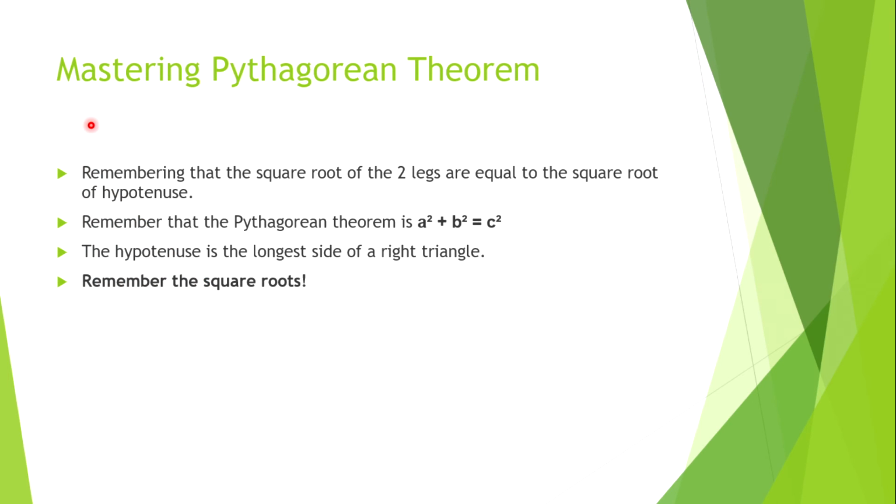In mastering the Pythagorean theorem, make sure to remember that the sum of the squares of the two legs is equal to the square of the hypotenuse. Also remember that the Pythagorean theorem is a squared plus b squared equals c squared. The hypotenuse is the longest side of a right triangle. And for our final mastering of the Pythagorean theorem, remember the square root.